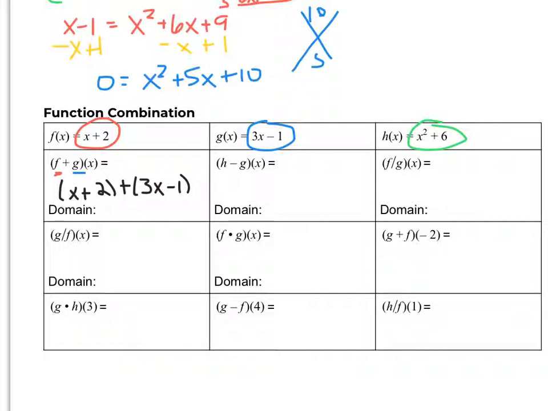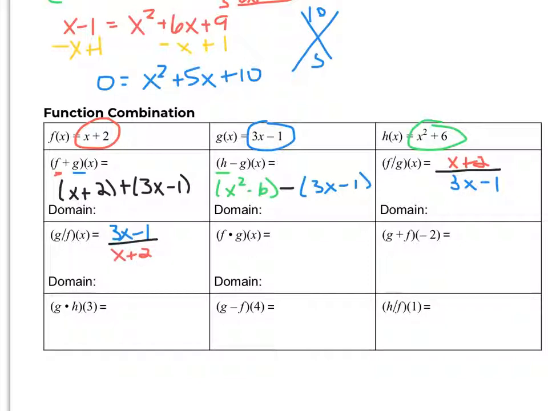So when I want to do the h minus g, I'm doing h, which is x squared minus 6, parentheses, okay, minus g of x is the blue, 3x minus 1, leave it. f over g, so that's red, x plus 2, over g of x is 3x minus 1. g over f of x would be blue 3x minus 1 over red x plus 2. f times g of x is going to be red times blue. Okay, the rest have numbers.